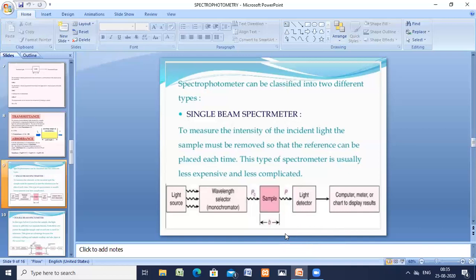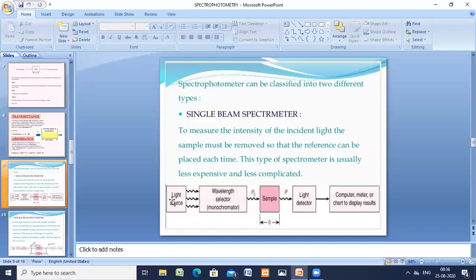Now, a small fraction of the radiation emitting from the source is split off by the beam splitter inside, it's not shown, and it is used as a comparison beam to compensate for variations in light output as well as line voltage fluctuations and electronic instability.